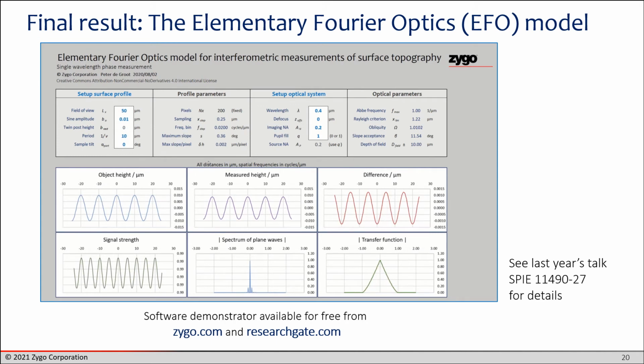So this was for monochromatic interferometry. That's what we described last year. The next question is, well, how do I take this simple EFO model and apply it to coherent scanning interferometry, which has more wavelengths than just a monochromatic system?